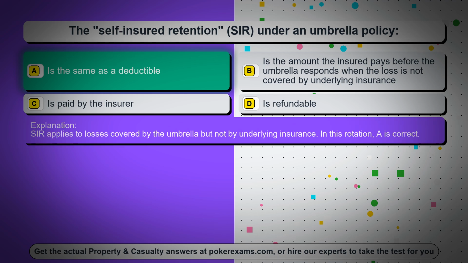SIR applies to losses covered by the umbrella but not by underlying insurance. In this rotation, A is correct.